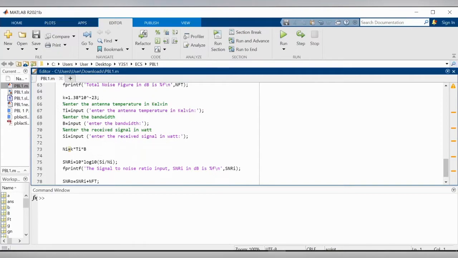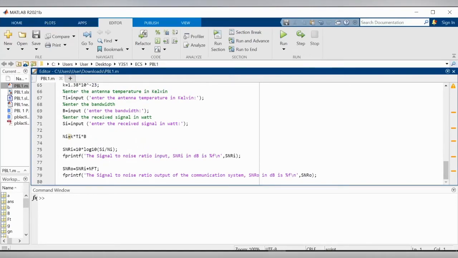After this, we also input the antenna temperature, the bandwidth, and the received signal. By this input, we finally get the signal to noise ratio output of the communication system in dB. So now we are going to run the program.